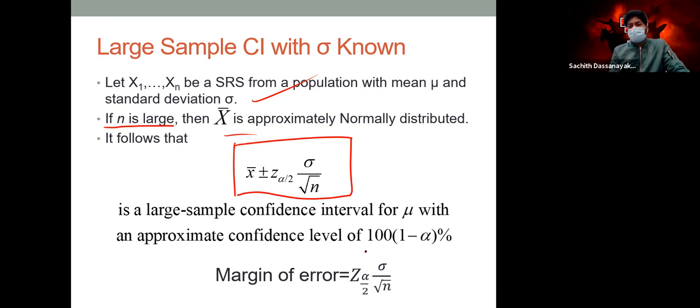So the confidence interval level, this confidence level, is not 95. It is 100 times 1 minus alpha percent. Okay, general case.